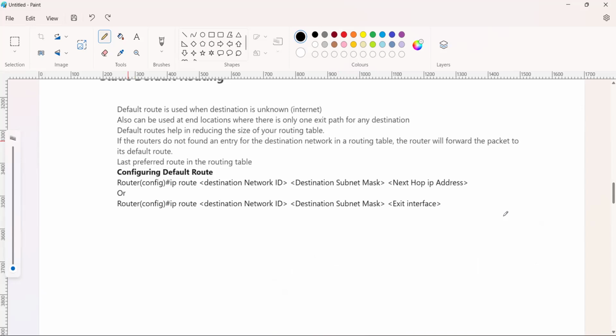A default route helps in reducing the size of the routing table. What we are doing is configuring 0.0.0.0 with subnet mask also 0.0.0.0, and we are just giving the next hop IP address, the destination hop IP address.